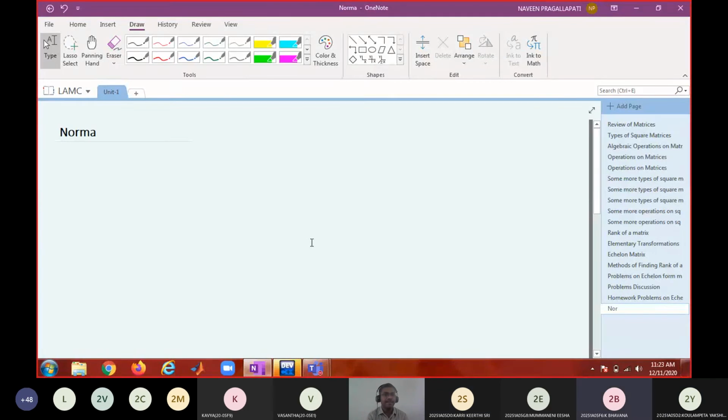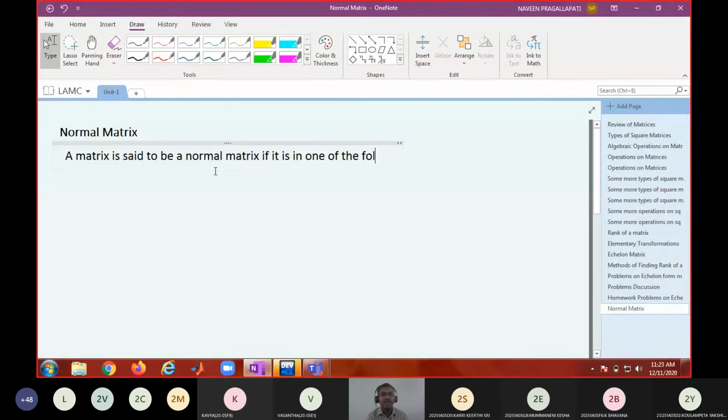Okay. So write one definition. Normal matrix. Write down its definition. A matrix is said to be a normal matrix if it is in one of the following forms. Did you learn normal matrix, normal form of a matrix in your intermediate? No, sir. Okay, so then write down this.